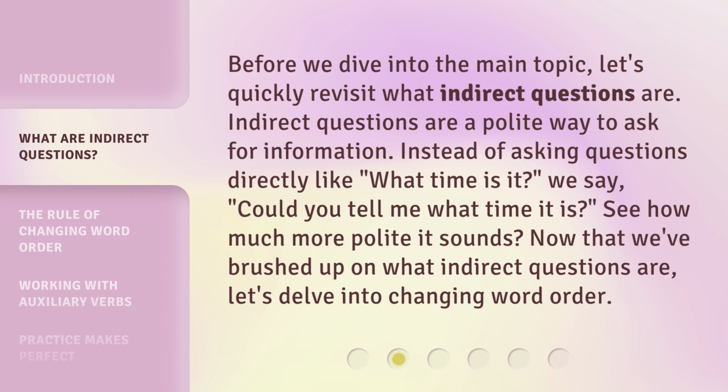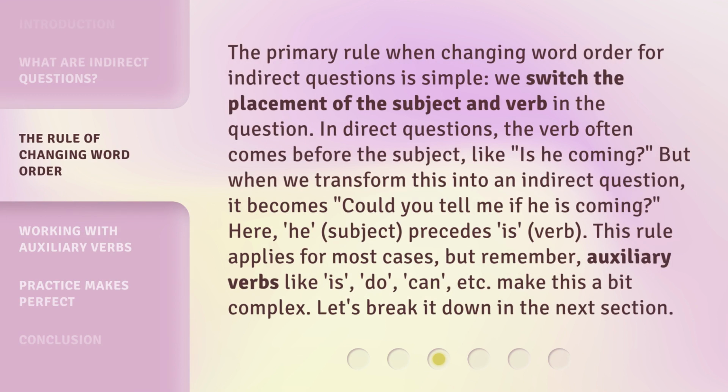Now that we've brushed up on what indirect questions are, let's delve into changing word order. The primary rule when changing word order for indirect questions is simple. We switch the placement of the subject and verb in the question. In direct questions, the verb often comes before the subject, like, "Is he coming?" But when we transform this into an indirect question, it becomes, "Could you tell me if he is coming?" Here, he, the subject, precedes is, the verb.